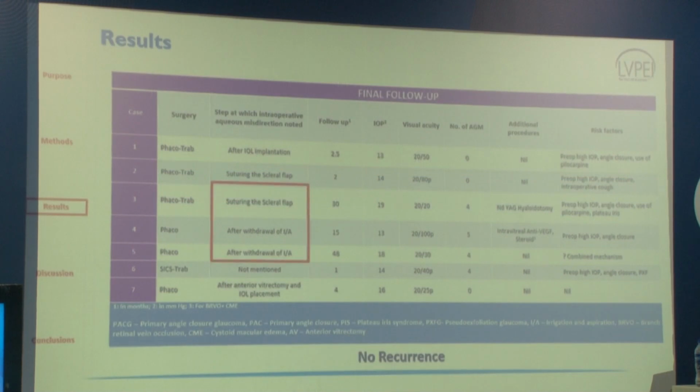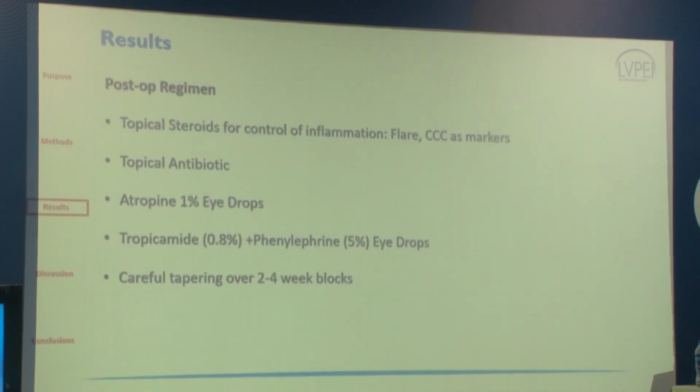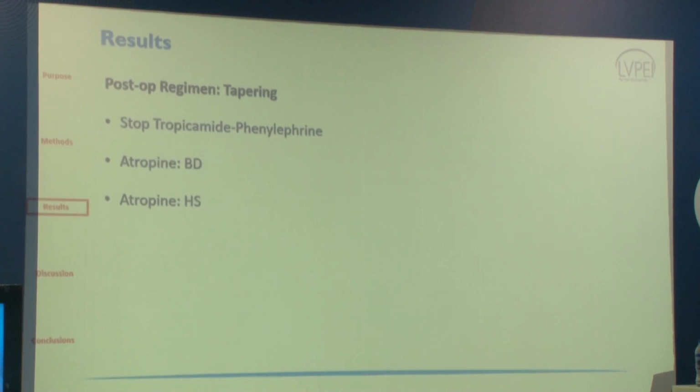On follow-up, we realized that in all of them the aqueous misdirection happened at a stage when the AC had shallowed, and all of these had normal intraocular pressure, some of them on multiple medications. Only one patient required an additional laser procedure for a recurrence. The most important aspect of the post-op regimen was using atropine and a tropicamide-phenylephrine combination, both carefully tapered stepwise over a period of 2 to 4 weeks each.